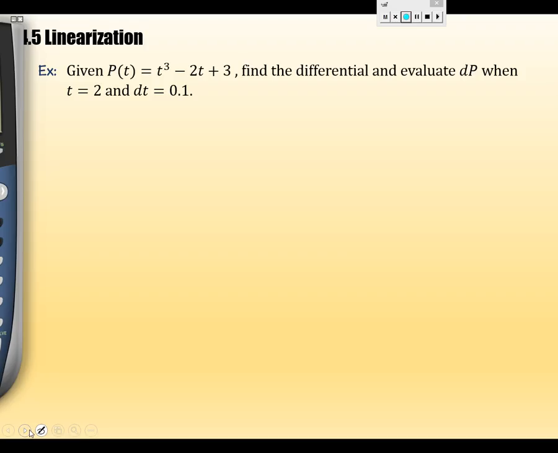So what happens if we're 0.1 away on this function? How do the outputted values respond around t equals 2? That is, what is dp? I guess we're calling this p, sorry. P prime of 2 times dt, which is 0.1.